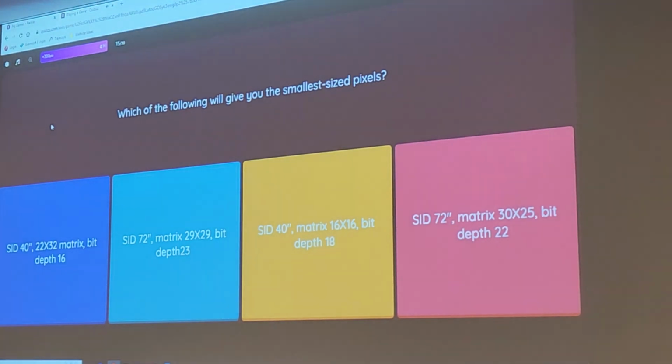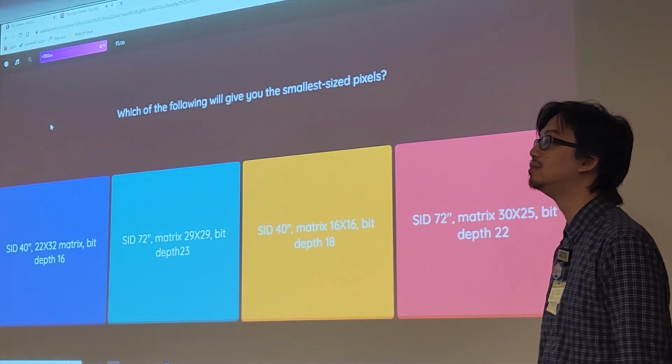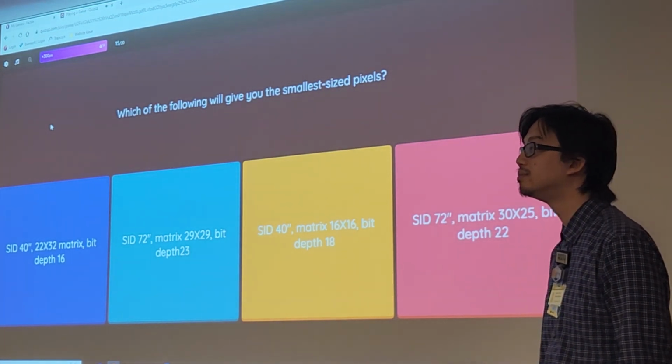Charlie? Somebody already answered that. That's a repeat. Oh, is it? I don't think it is. It is a repeat. Oh, no, smaller size. Is it? No. Matrix and FOV: which of the following will give you the smallest size pixels? It would be the largest size matrix. Yes.